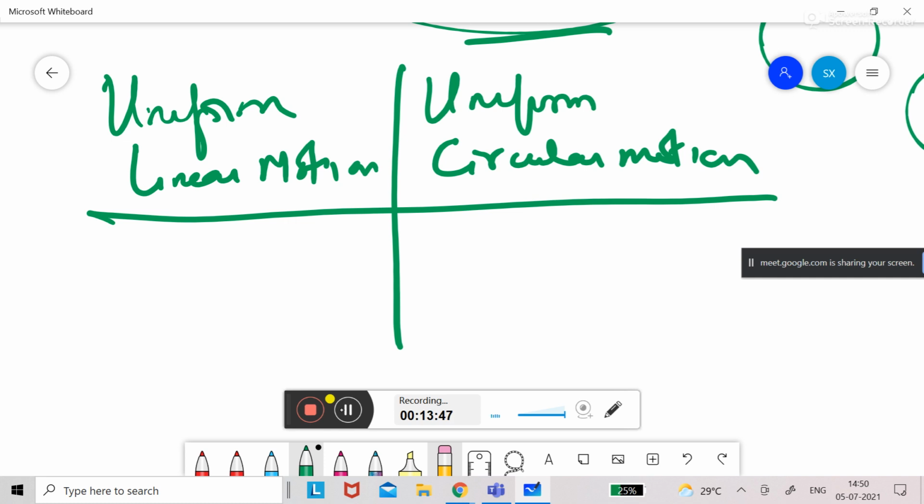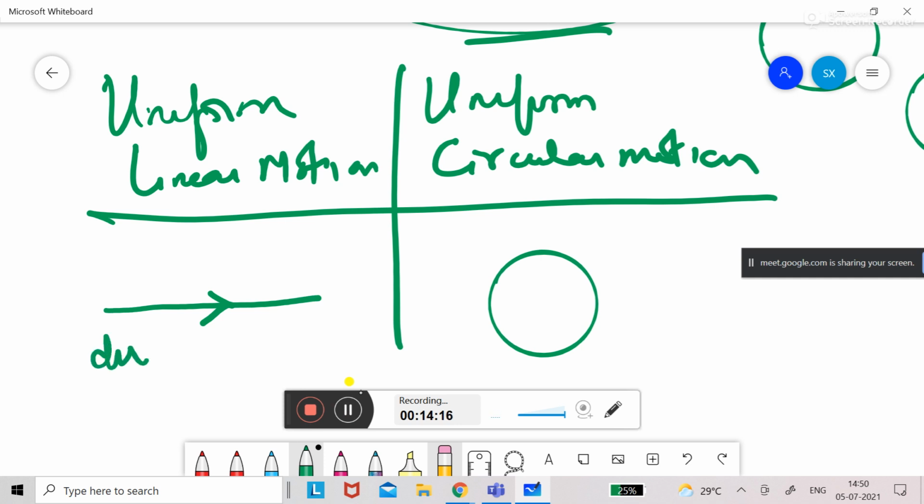So the direction of the motion is fixed there. Linear motion means it is moving in a straight line, and the direction will not change. But in circular motion, the direction changes every second. So what will you write as the difference? In a uniform linear motion, the direction of motion is fixed.